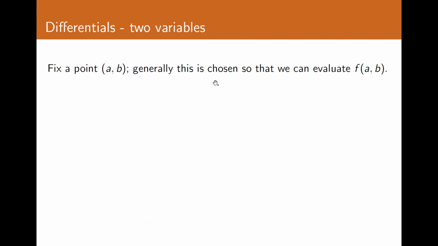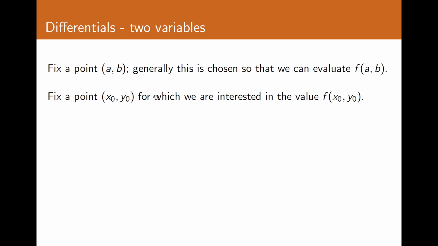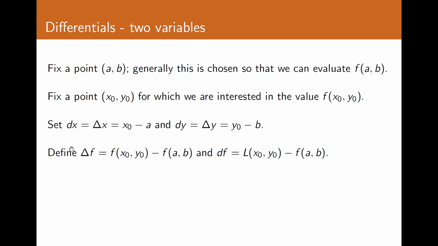So let's say we've picked a point (a, b), and just like with the tangent plane approximations, this is something where we can evaluate f of a, b. We're going to fix a point x0, y0, for which we're interested in the value of f of x0, y0. Set dx to be delta x, which is x0 minus a, and dy to be delta y, which is y0 minus b.